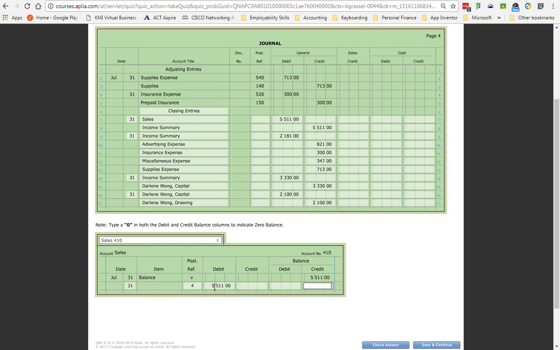Now I need you to read this instruction line that everyone skips over. It says, note, type a 0 in both the debit and credit balance columns to indicate a 0 balance. So it has a credit balance of $5,511. I just debited it $5,511, so therefore its balance is 0. I must put a 0 here in the debit column and in the credit column. If you don't do that, it will mark it wrong. My last step is to take my account number 410 and put it back up on my journal.